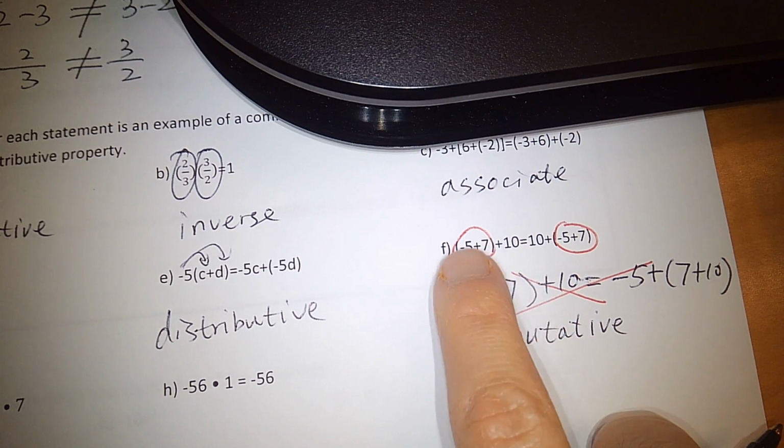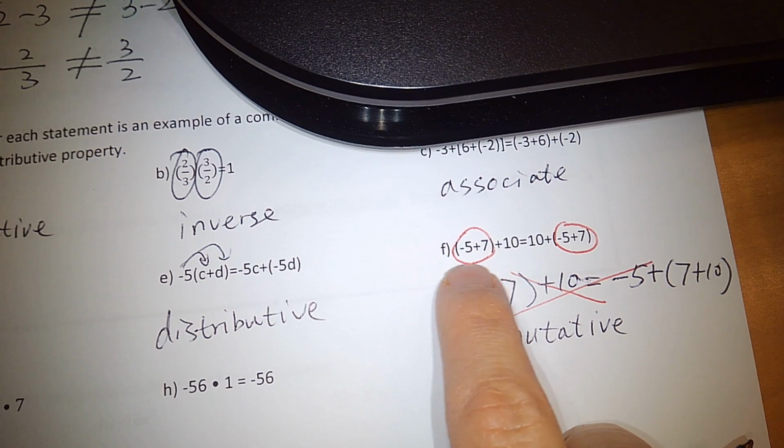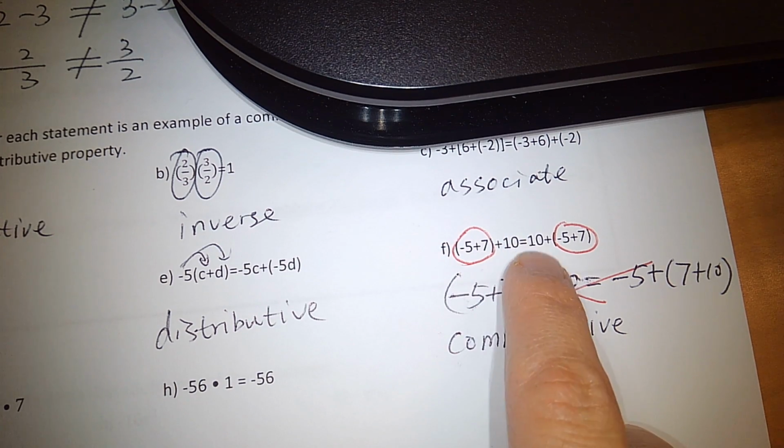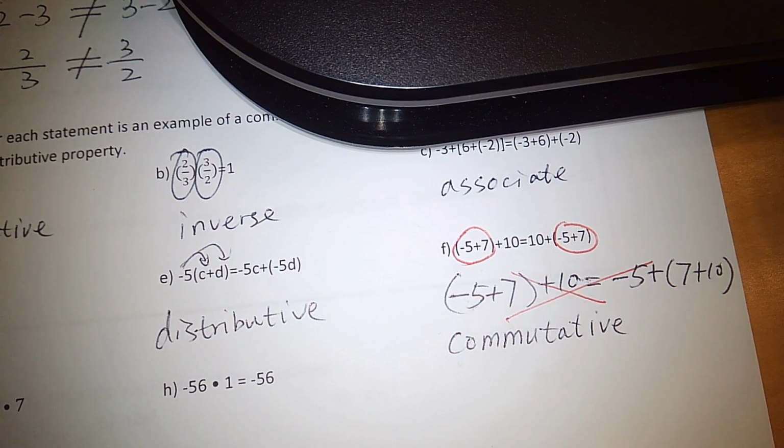You guys agree with this, right? Why commutative? -5 plus 7 is a whole thing, plus 10 equals 10 plus this whole thing, right? It's commutative, okay?